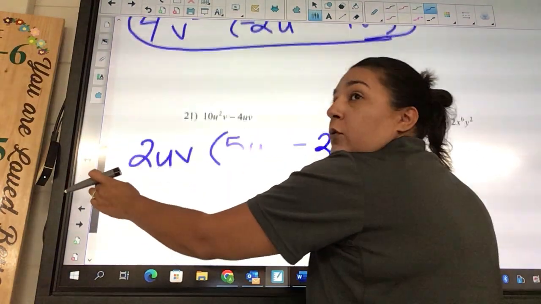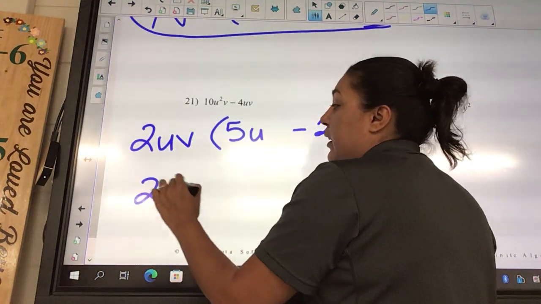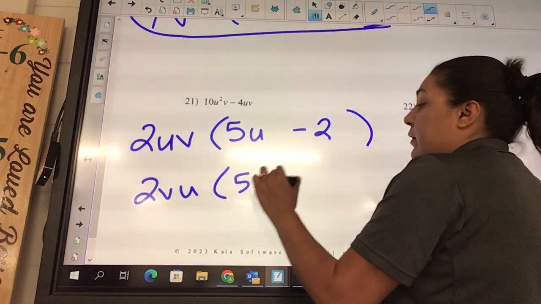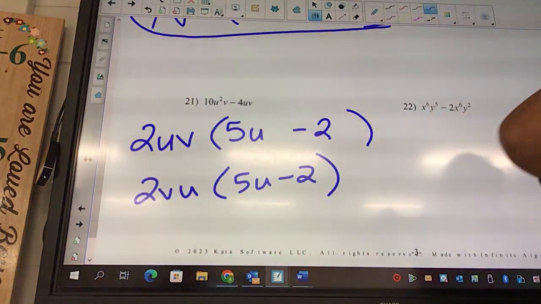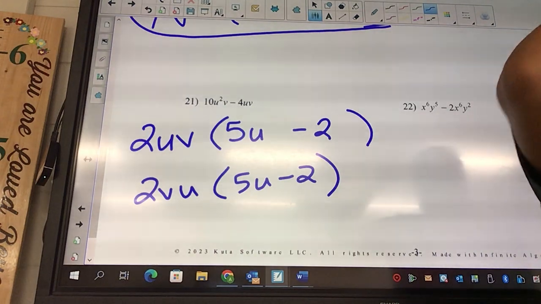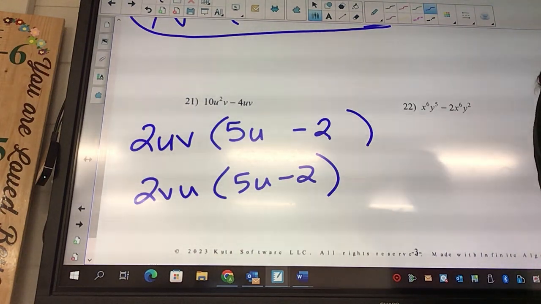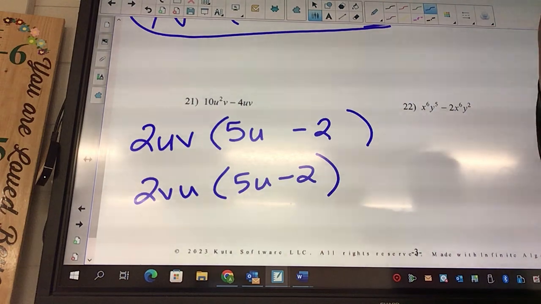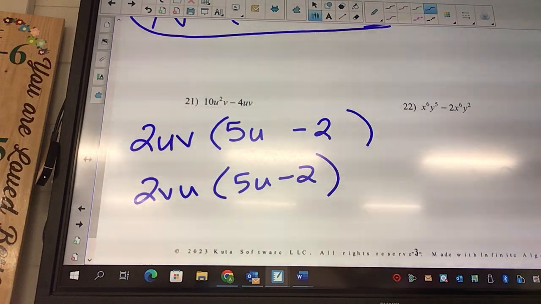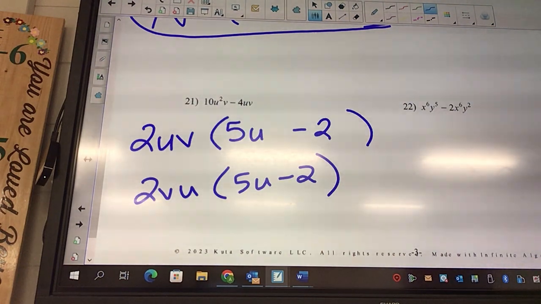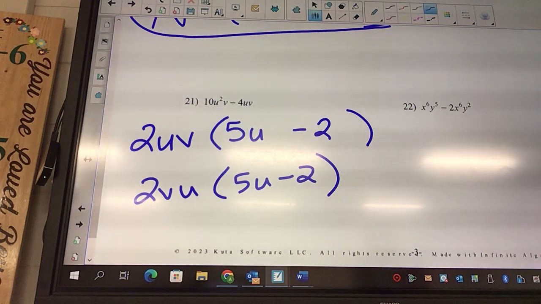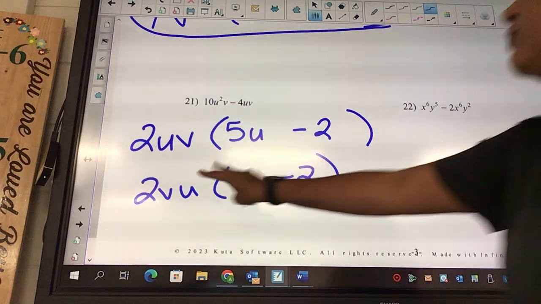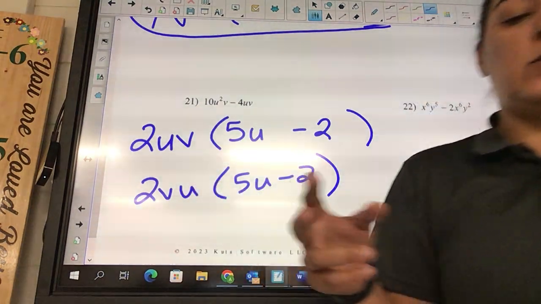Okay, it is just equivalent if you say this, 2VU(5U − 2). This is the same as this. Timesing, it doesn't matter. And if you think about it, what is 1 times 2? 2. What is 2 times 1? 2. It works the same with any number. 2 times 3 is 6. 3 times 2 is 6. So with these, if they're right next to each other, it means multiply. So it does not matter which ones we do.